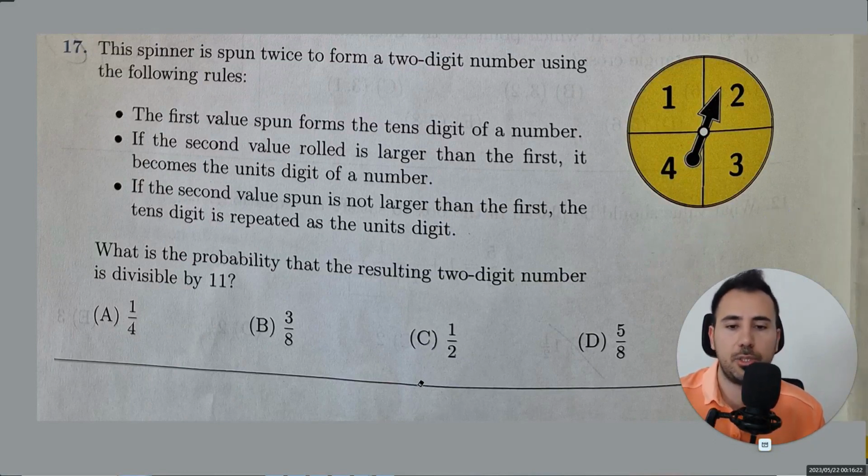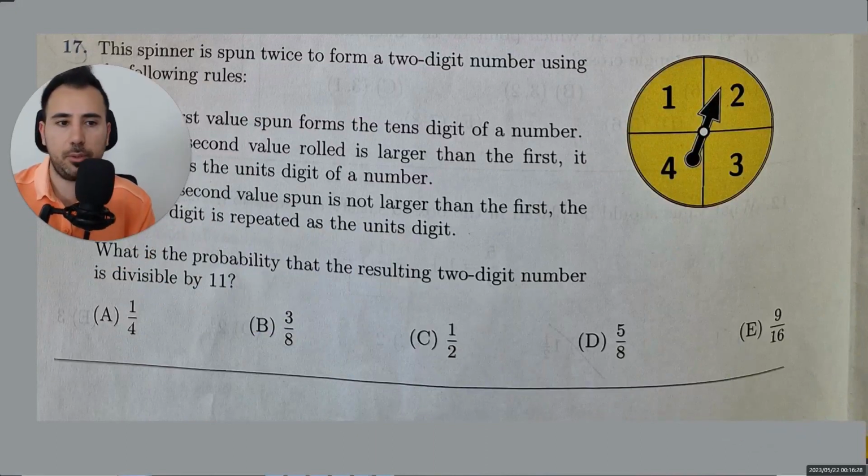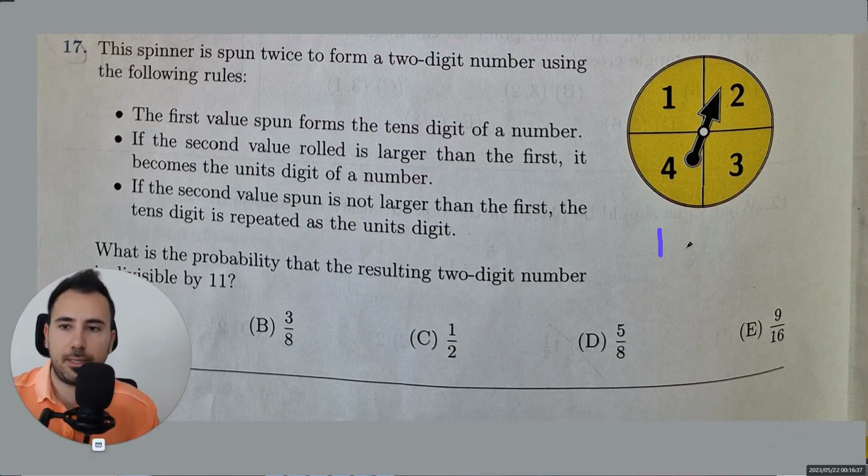Because there are not going to be too many options, let's make a list. I'll go here to have some space. So the first number is 1. Go down. The second number is the same, so it's going to be 11. Now, what if the second number is larger, like 12? Because it is larger, it becomes the units digit. So no problem. 1 and 3 like this, 1 and 4 like this. So these are the numbers.